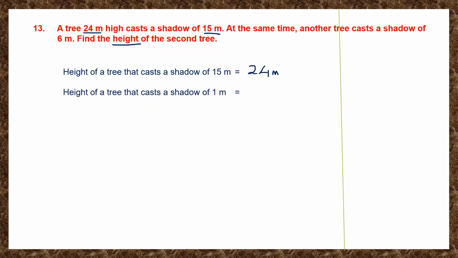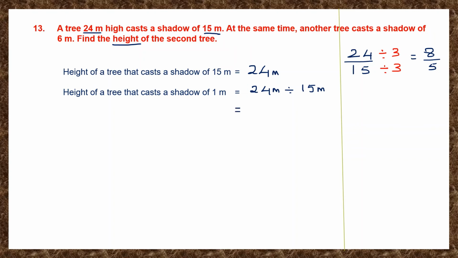Now, the height of a tree that casts a shadow of 1 meter, how much will that be? That will be 24 meters divided by 15 meters. That will be the height of the tree which can cast a shadow of 1 meter. So let's divide 24 by 15. Let's divide both by a common factor, and the common factor here is 3. So let's divide both by 3 and see what we get. 3 eights are 24 and 3 fives are 15. So we'll leave it as 8 by 15.